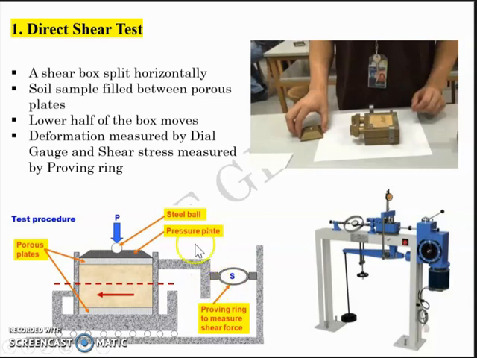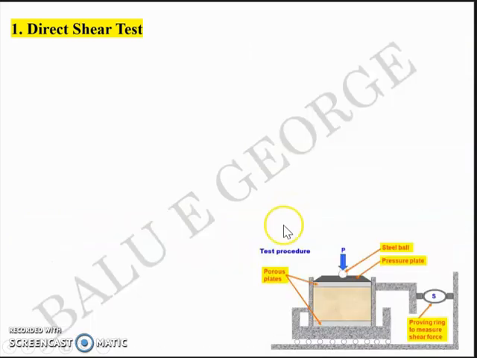Likewise, you continue the test to get at least 3 or 4 sets of readings. Sigma 1 tau 1, sigma 2 tau 2, sigma 3 tau 3, and sigma 4 tau 4, etc. That will help you to give the C and phi parameters, which is discussed here.